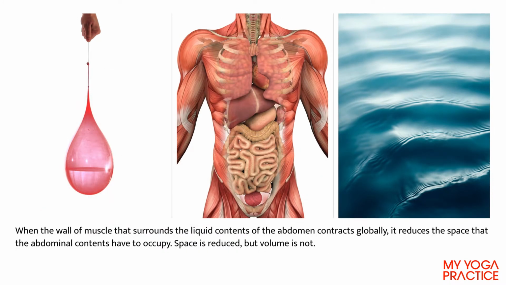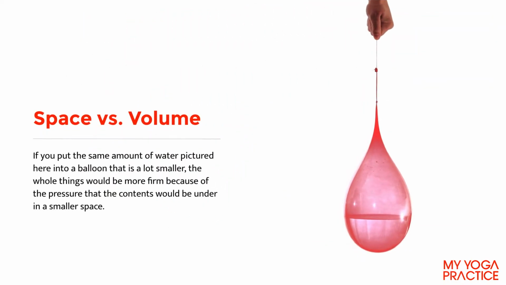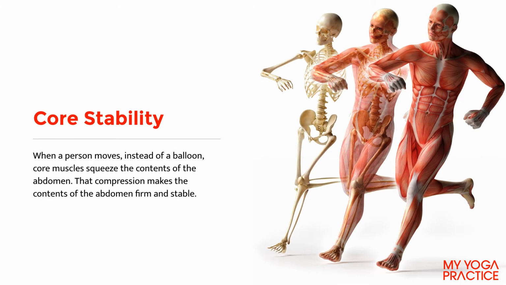When the wall of muscle that surrounds the liquid contents of the abdomen contracts globally, meaning all of it moves inward, it reduces the space that the abdominal contents have to occupy. Since space is reduced and volume is not, that means it becomes firmer. If you put the same amount of water, pictured here, into a balloon that is a lot smaller, the whole thing would be more firm because of the pressure that the contents would be under in a smaller space. And that's how core stability works.